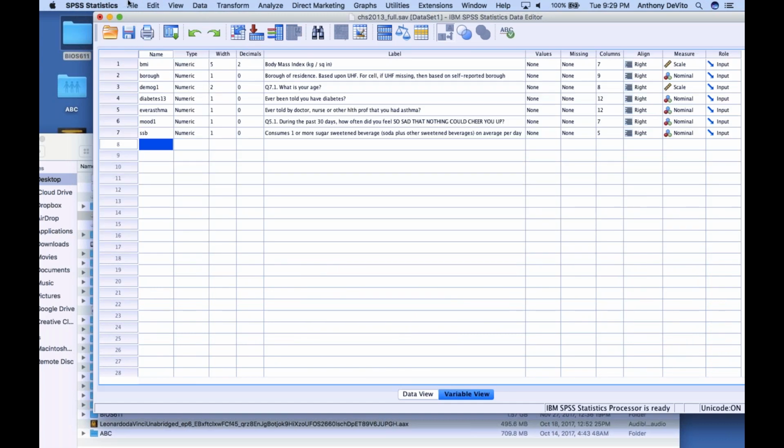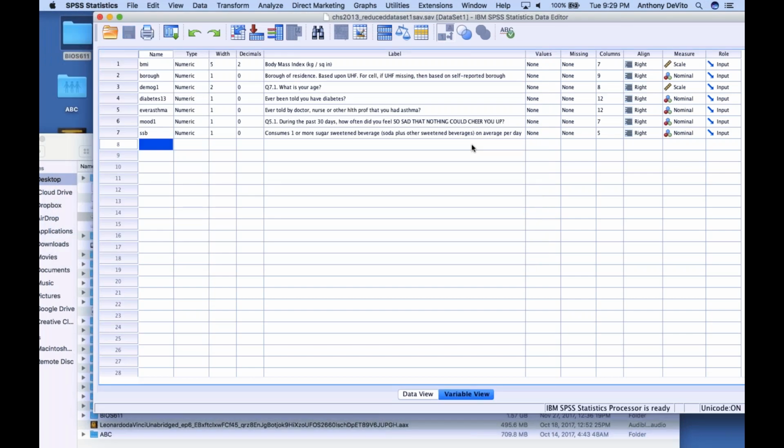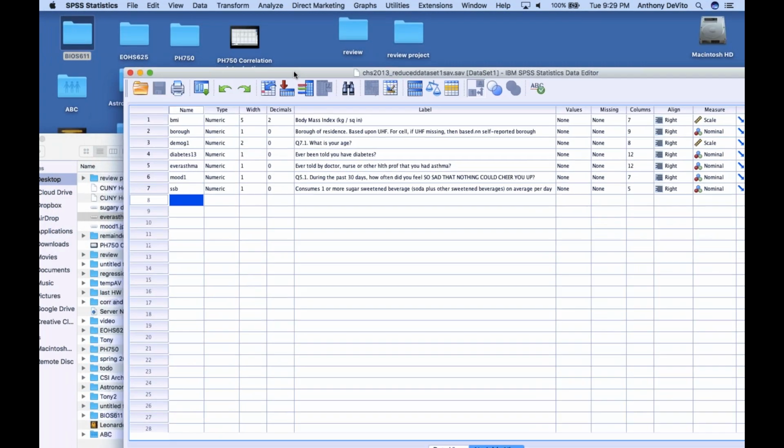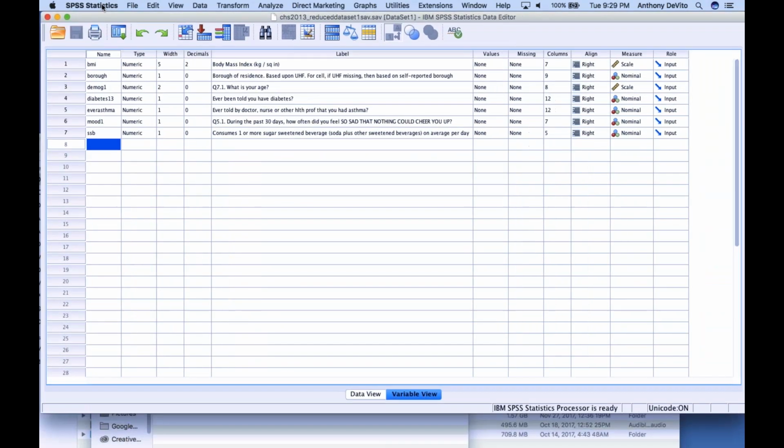Okay, so the next thing I'm going to do is say save as, and I'm going to save this data set under a new name. Instead of CHS 2013, I'm going to call it CHS 2013 Reduced Data Set 1. This is our new reduced data set, and I'm going to save this. By doing that, I now have preserved the original data set. I haven't affected the original data set. See, it's still there. We have that one, and we have the original full data set here as well. But now it's going to be a lot easier for us to work with.